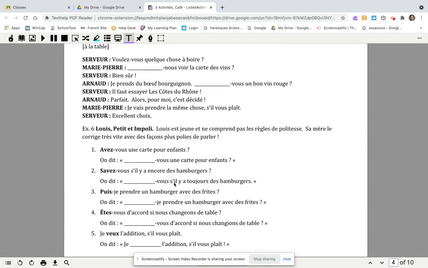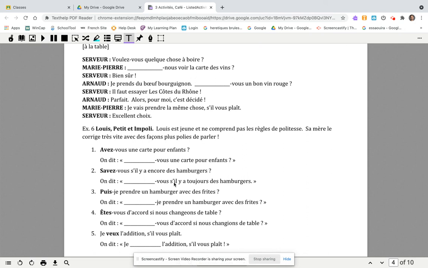Louis, petit et impoli. Louis, little and impolite. It's a play on words from the movie Despicable Me. They call it in French, moi moche et méchant, me ugly and mean. Anyways, Louis est jeune et ne comprend pas les règles de politesse. Louis is young and doesn't understand the rules of politeness. Sa mère le corrige très vite avec des façons plus polies de parler. His mother corrects him very quickly with more polite ways of speaking.